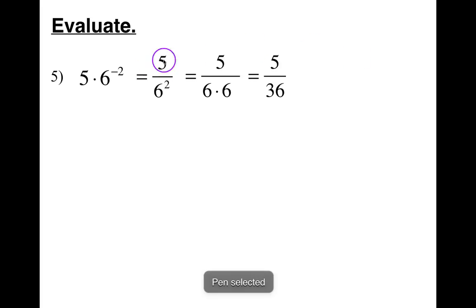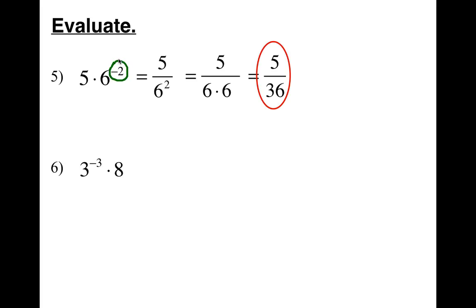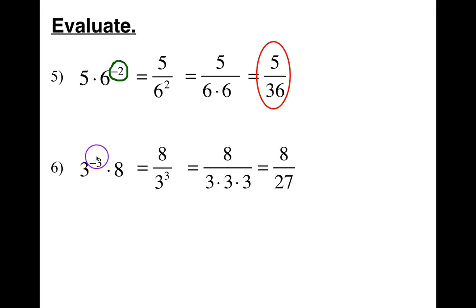Okay, so let's take a look at number 5. 5 times 6 to the negative 2nd power. First, I understand that's basically 5 over 6 squared, and I can write that out as 5 over 6 times 6, which is just 5 over 36. Now, if you're wondering, why am I dividing by 6 squared? Because if you notice here, it is a negative exponent, which requires me to divide. Okay, number 6, 3 to the negative third times 8 is going to be 8 over 3 cubed, which is 8 over 3 times 3 times 3, which is 8 over 27. And again, if you're wondering why 3 cubed is underneath, it's because we are doing repeated division here.